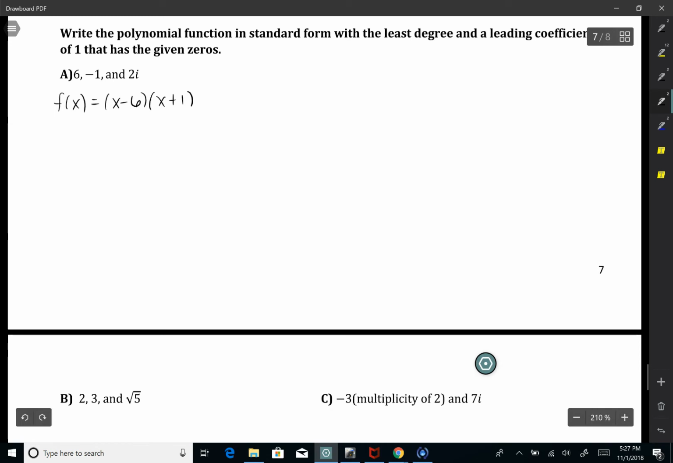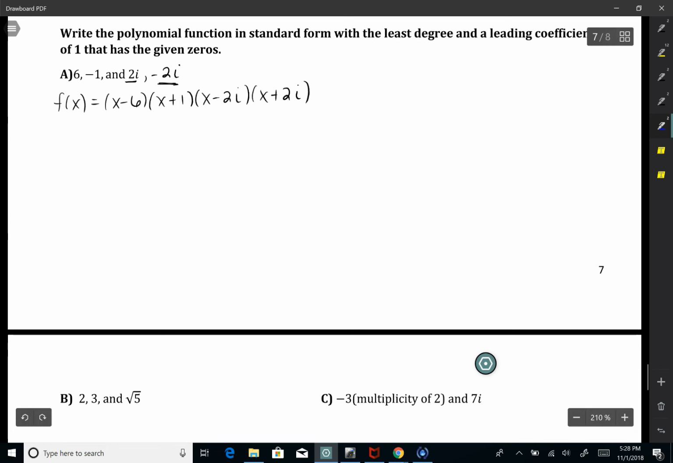But now I see I have the complex 0 of 2i. Now, 2i is the square root of some number, which means negative 2i has to be the other square root. So you have to remember to include that one, even though the problem didn't give it to you. So that means I have two more factors, x minus 2i and x plus 2i. All right, so we have our function started.